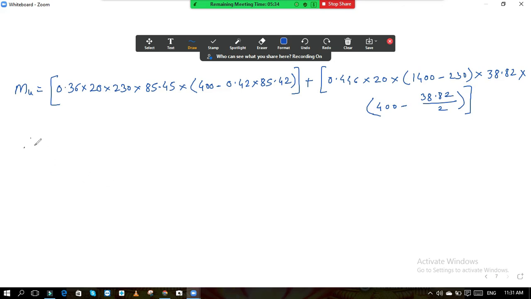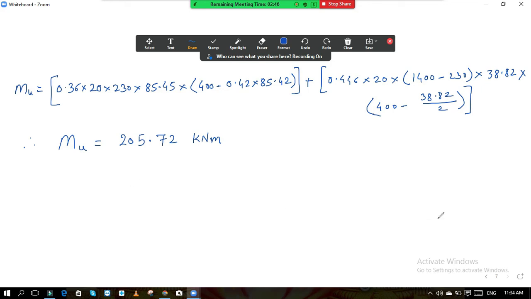So at last you will get the value of Mu. Okay, the answer is 205.72 kilonewton meter. 205.72 kilonewton meter. So in this way you can calculate this moment of resistance. This is the thing. So in this numerical I have covered all the aspects.